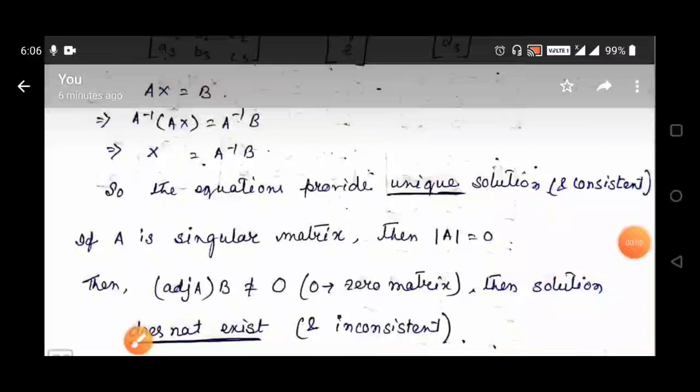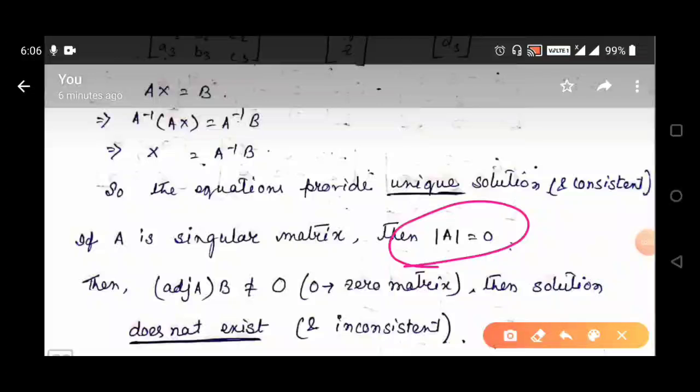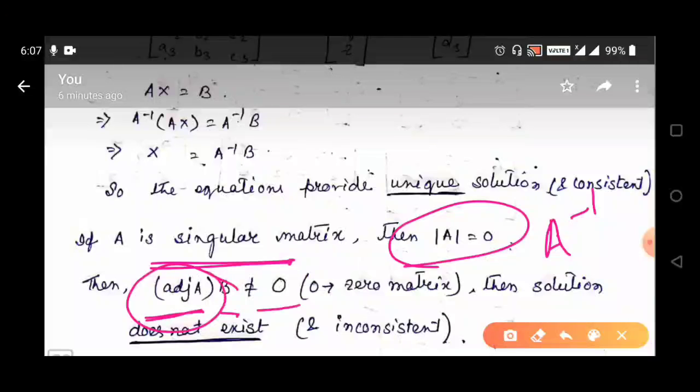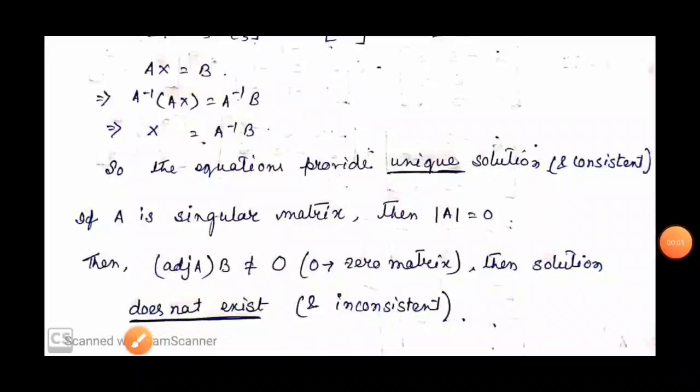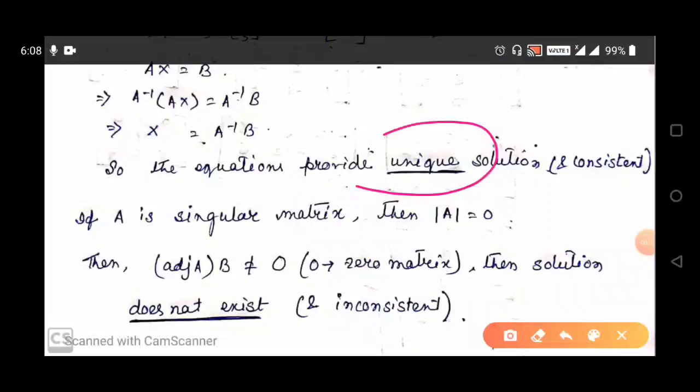And whenever determinant A is equal to 0, then A inverse does not exist because it is singular. So in that case we will find adjoint A and then adjoint A into B. If adjoint A into B is not equal to O, that means the zero matrix, then the solution does not exist and it is inconsistent. So in this chapter we will deal with only unique solutions.